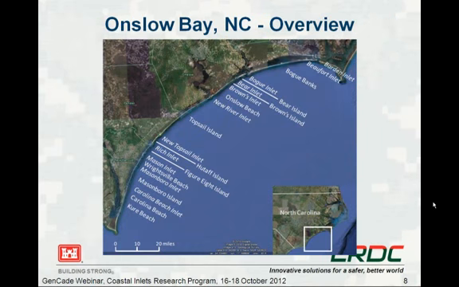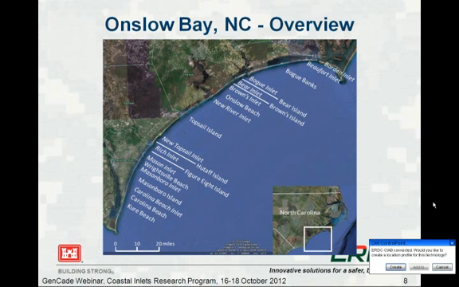So this is just an overview of Onslow Bay. It's more than 100 miles long. You can see the curvature, so that made this project very difficult to begin with. We had 11 inlets, and we also had varying barrier islands. We had several developed barrier islands. We also had some that were undeveloped, and then Onslow Beach is used for military activity.